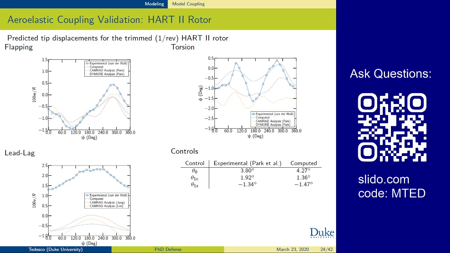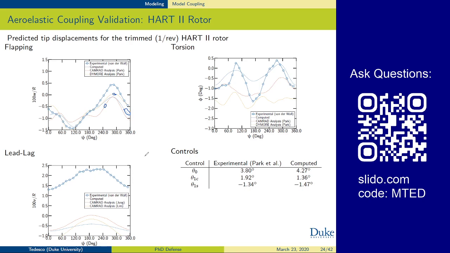If we take a look at the blue circles like we see here, we're looking at the experimental results from van der Wall. This is the test documentation for the HART II rotor. Our results, which we can see here in blue, are computed using our structurally coupled model. And then we also have two different sets of comparisons for each plot, usually collected using either CAMRAD or DYMORE from different authors, particularly Park, which we see here in the yellow and the orange. And sometimes we've used results from Jung and Lim depending on availability of results.